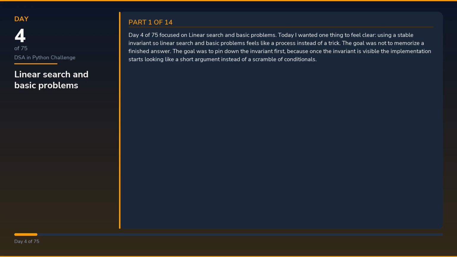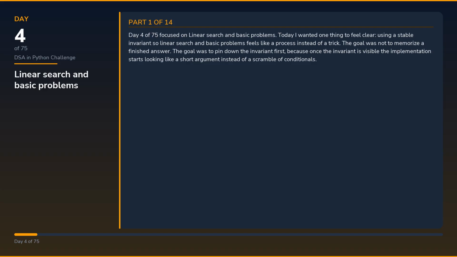Day 4 of 75 focused on linear search and basic problems. Today I wanted one thing to feel clear. Using a stable invariant, so linear search and basic problems feels like a process instead of a trick. The goal was not to memorize a finished answer.